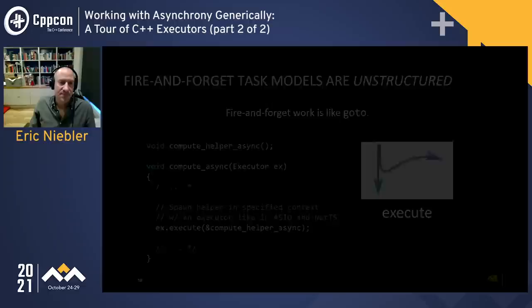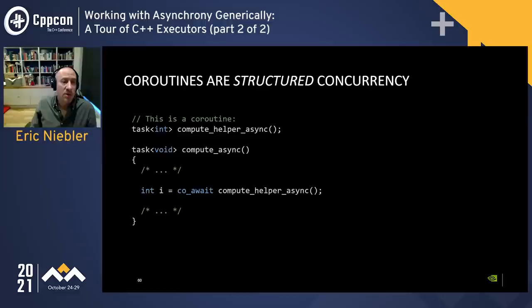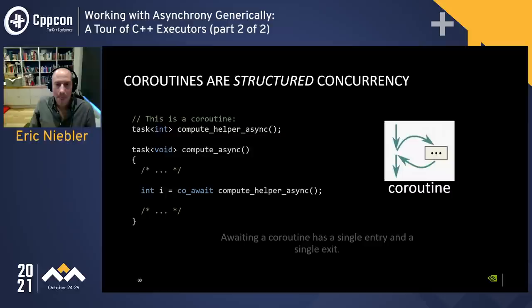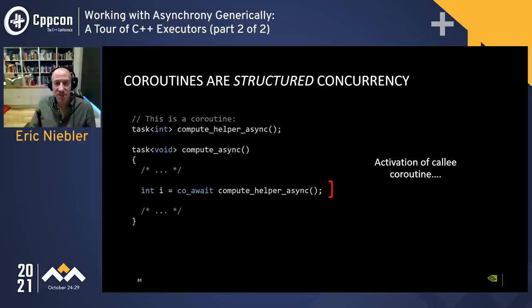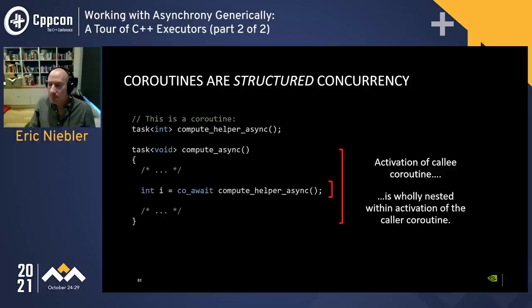In contrast, you could look at a coroutine, right? If this were a coroutine, you would co-await the result of your compute helper. And now we're back to a black box kind of programming model, because awaiting a coroutine has a single entry and a single exit. This composes very nicely. You'll notice that the activation of a callee coroutine, and by activation here, I mean the runtime execution of that coroutine, is wholly nested within the activation of the caller coroutine. Right?